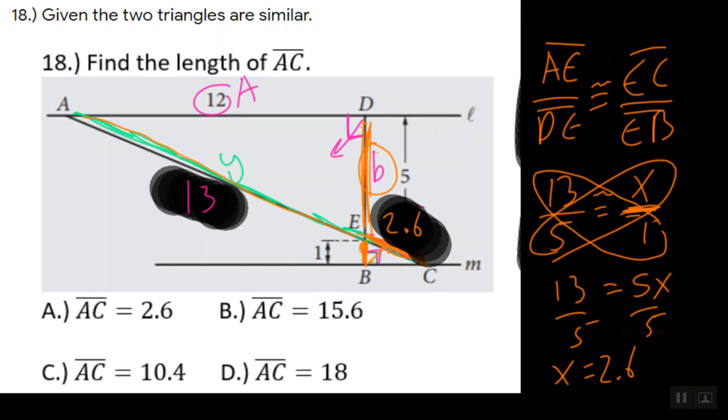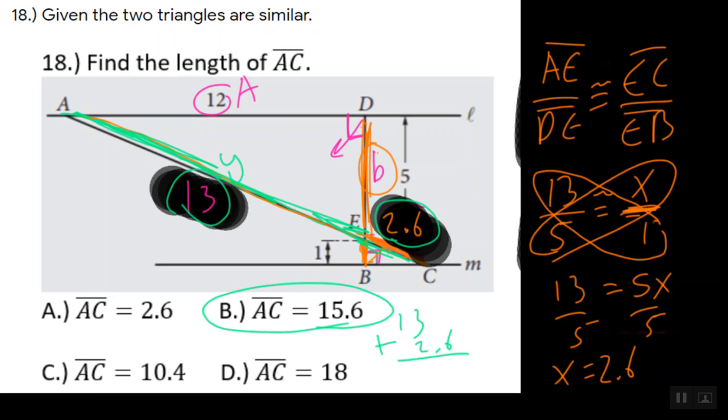Now we know that this side right here is also 2.6. And our original question was, find the length of AC, the whole thing. Well, all we have to do is add those two together. And 13 plus 2.6 will give us 15.6.